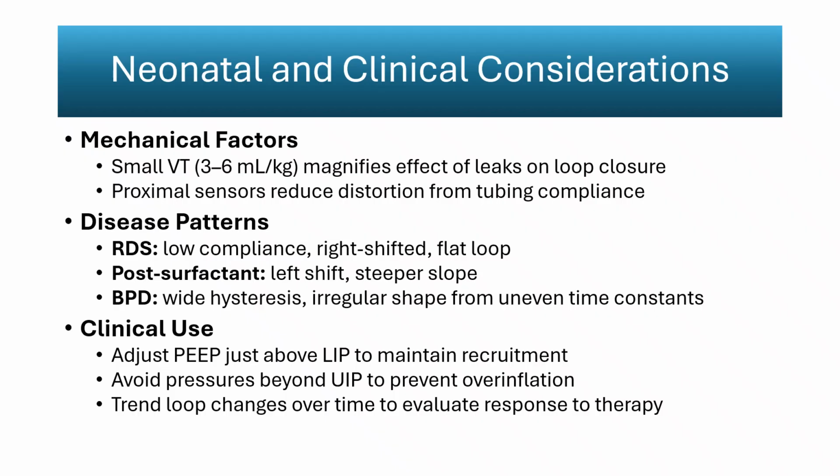Setting positive end expiratory pressure just above the lower inflection point helps maintain alveolar recruitment without dropping back into collapse. Avoiding pressures beyond the upper inflection point prevents overdistension, where the loop flattens at the top and alveoli stretch excessively. Because neonatal lung conditions change rapidly, after surfactant, during diuresis, or as BPD evolves, monitoring how loop shape shifts over time helps evaluate the infant's response to therapy and ensures the ventilator continues to operate within the lung's safest mechanical range.